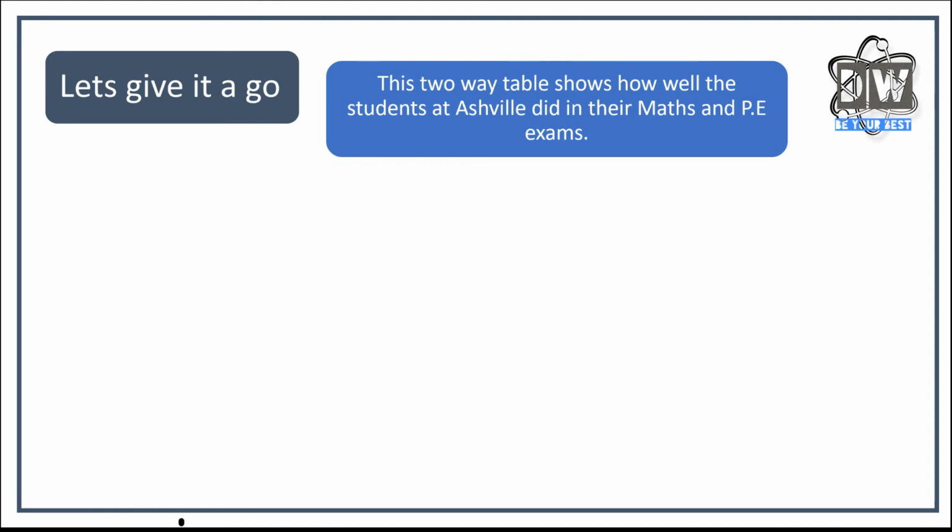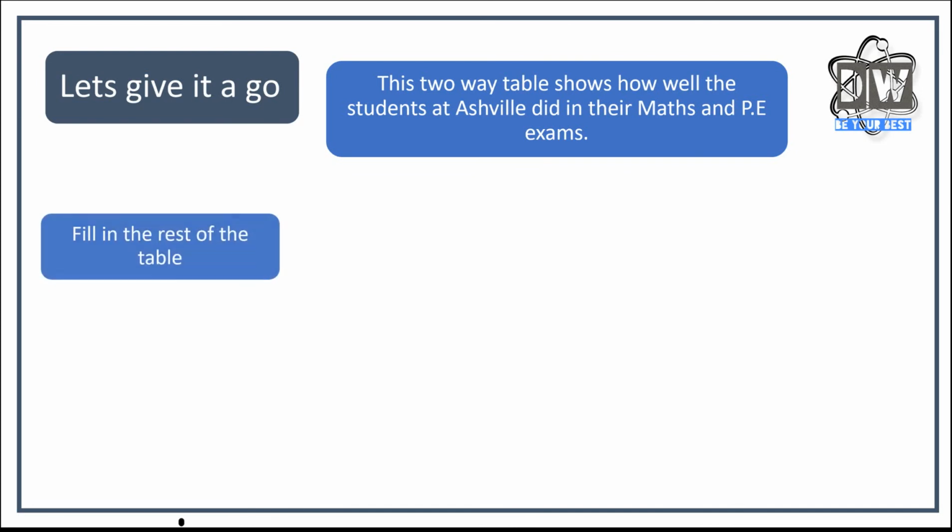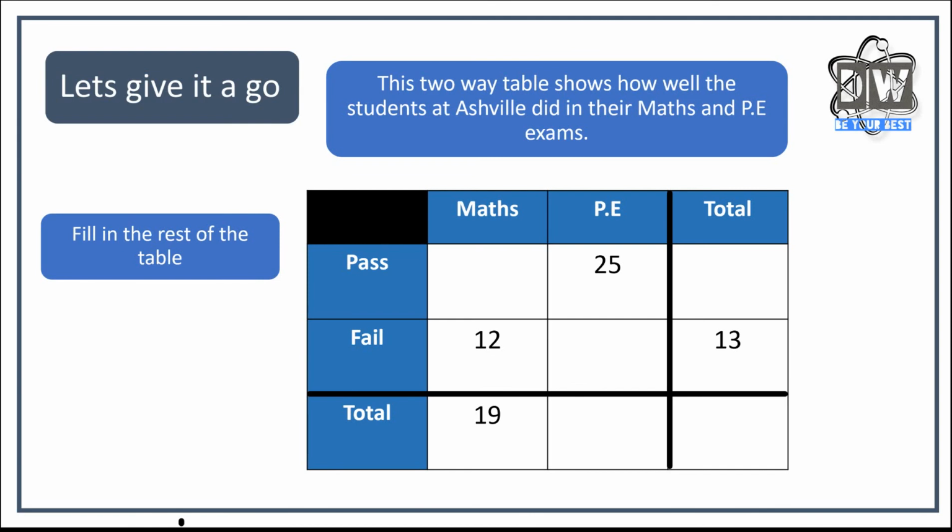This two-way table shows how well the students at Asheville did in their maths and PE exams. Why have I chosen maths and PE? Because they're my 2 favourite subjects. Fill in the rest of the table. Take one step at a time. Open up your opportunities. Lots more will come. Come back and see if you've got it correct.